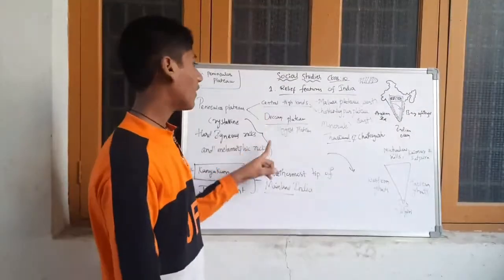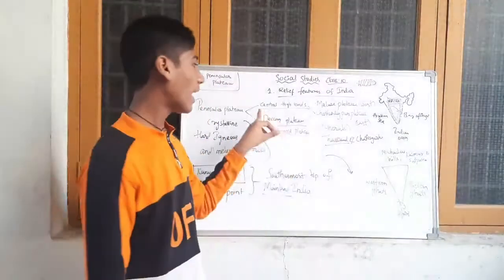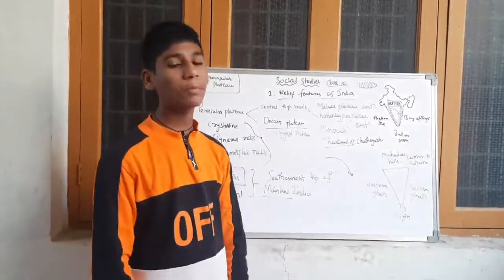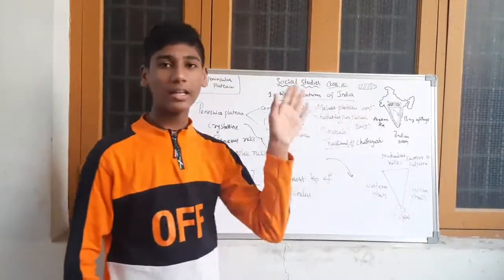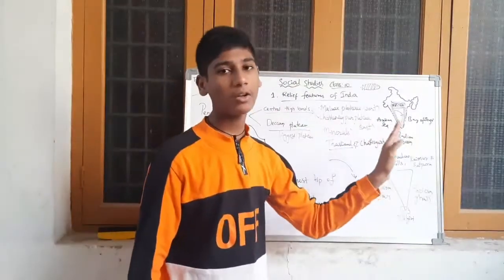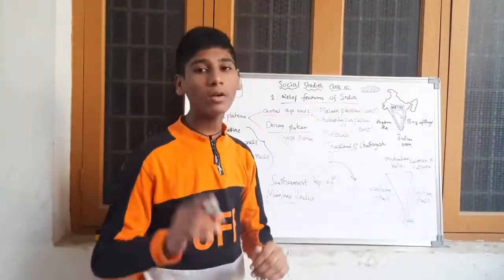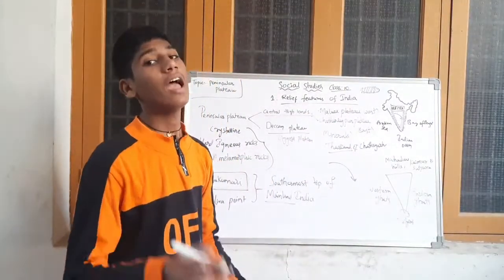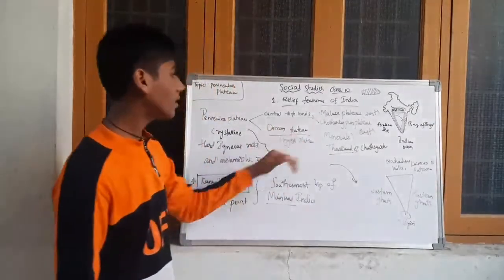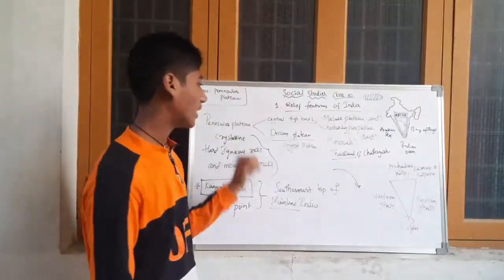And it is divided into two parts, Central Highlands and Deccan Plateau. Central Highlands is again divided into two parts, Malwa Plateau and Chota Nagpur Plateau. Malwa Plateau is located in the west side of the Central Highlands and Chota Nagpur Plateau is located in the east side of the Central Highlands. And this Chota Nagpur Plateau lies in Jharkhand and Chhattisgarh and it is famous for being rich in minerals. And coming to the Deccan Plateau, the triangular mass shape is known as the Deccan Plateau.